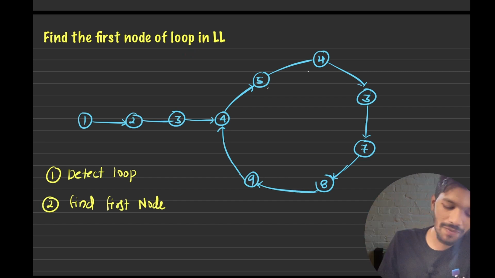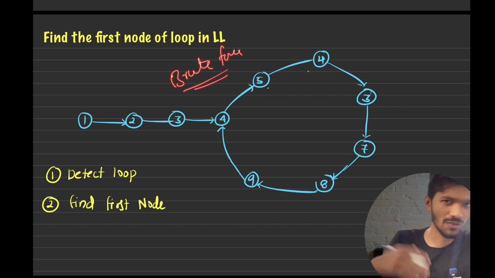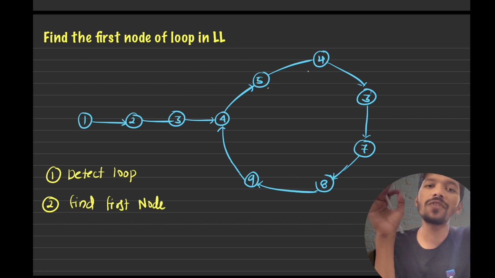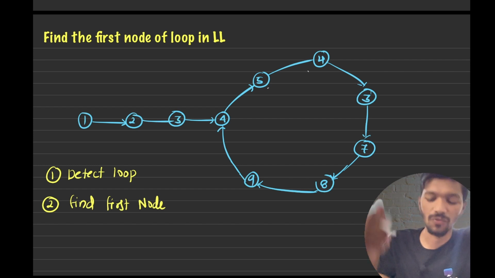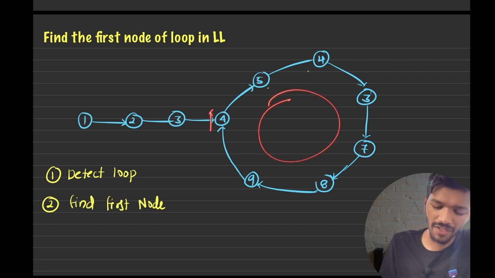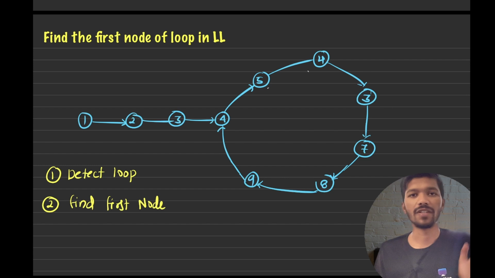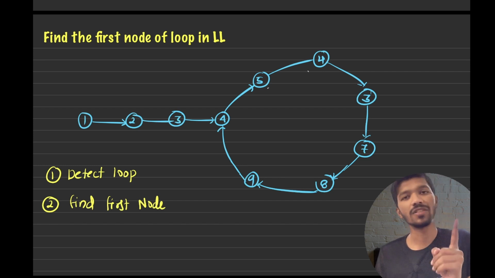As usual, we will first solve the brute force solution and then we will try to optimize it slowly. Observe carefully: the question says to simply return the first node of my loop. Whatever the loop we have, simply return the first node of it. But the thing that should come to your mind is that in order to return the first node of your loop, your linked list must contain a loop, right?